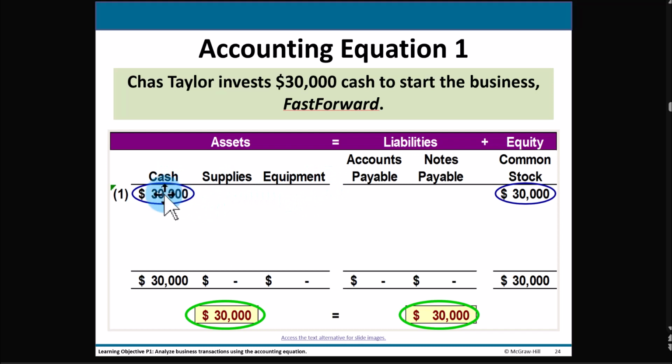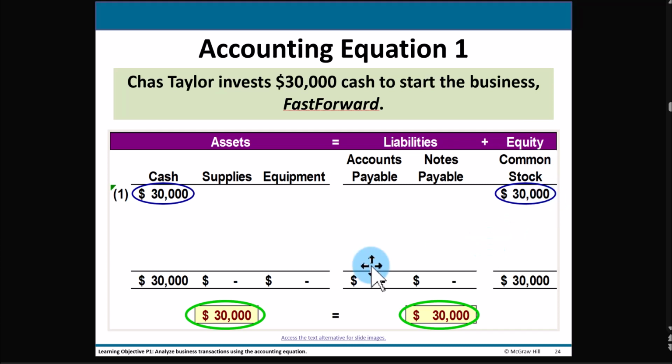Here we're going to increase cash by 30,000. It was zero, but now here the leftover, called the balance, is 30,000. Nothing yet for supplies and equipment assets. Nothing for liability accounts. But under equity, the common stock was zero. Now it's increasing to 30,000.